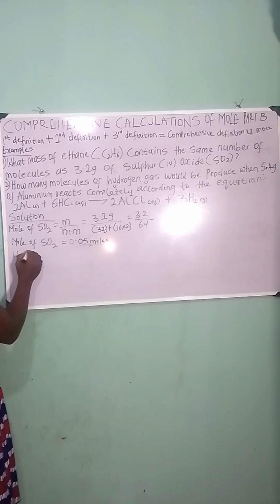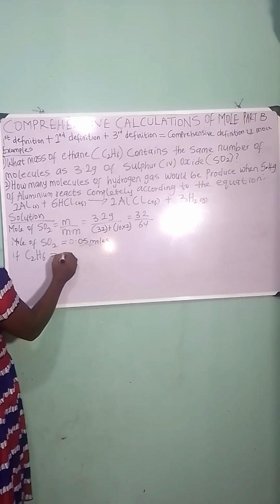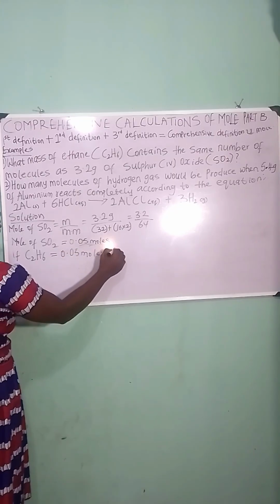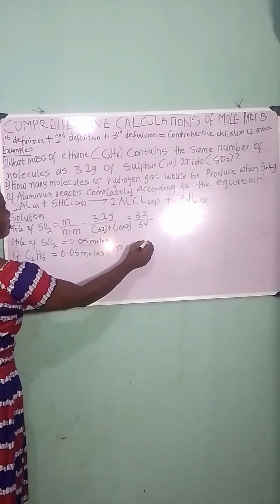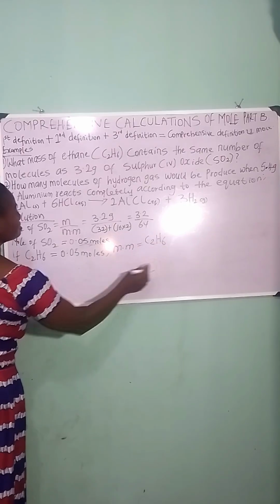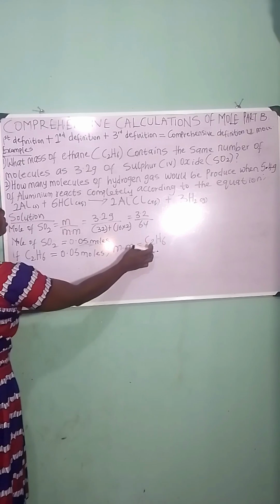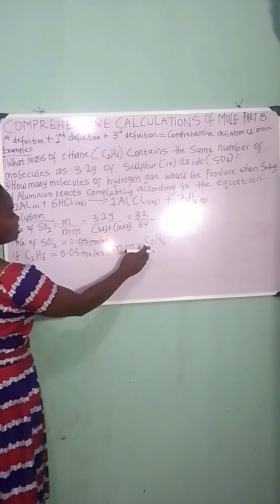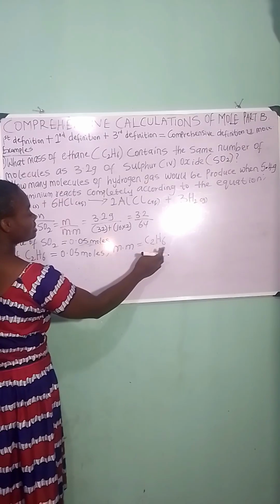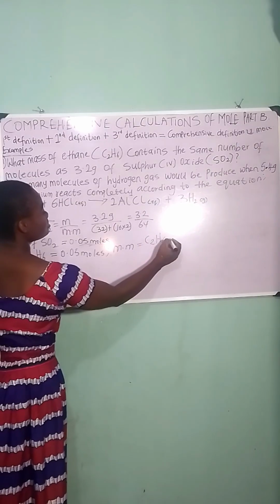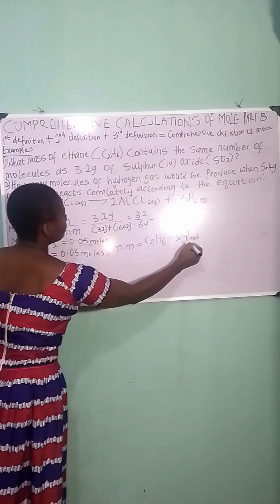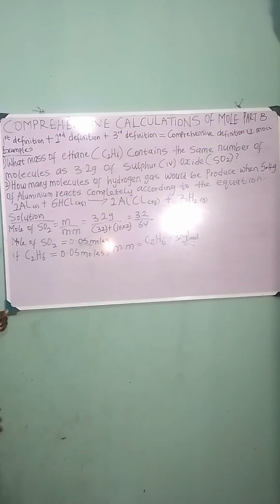So if ethane is equals 0.05 moles and molar mass is equals C2H6. The same method we do here, you will still do it here. Carbon is 12, hydrogen is 1. Are you with me? So this is 12 times 2, and this one is 6 times 1. When you solve everything, you'll be having 30 grams per mole. This is the molar mass of ethane, okay?